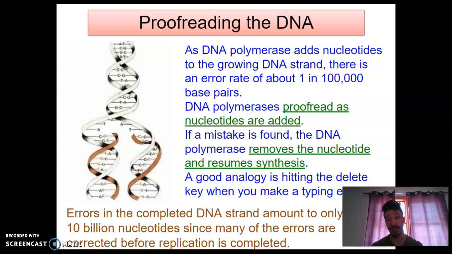Because it has these proofreading abilities, the error rate, the mutation rate in DNA is not an error in every 100,000 base pairs. That would be a lot of mutations and a lot of errors all the time. Because we have this proofreading ability, the errors in a completed DNA strand are only about 1 in 10 billion nucleotides. All right, and this is all because the 1 in 100,000 error rate most of the time is fixed, but sometimes it goes unfixed. And that's when we get this 1 in 10 billion nucleotide pairing error rate. So, big takeaway here is that when DNA is being copied, it is also being proofread, so the new strand is as identical to the old strand as possible.